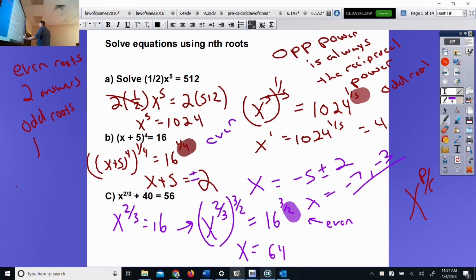That's an even root. It has two answers. As soon as you start evaluating exponents, you have to decide whether you need the plus or minus symbol. You need it. Out of positive 64, negative 64.